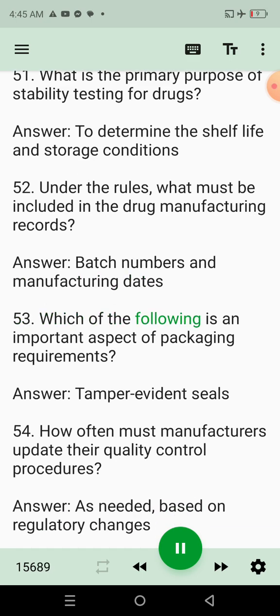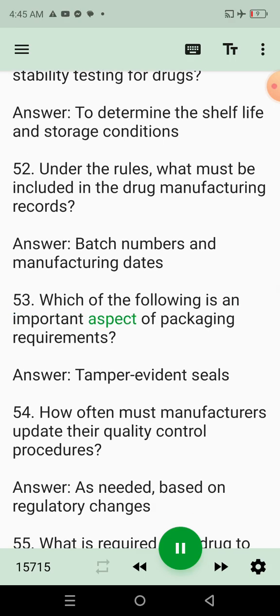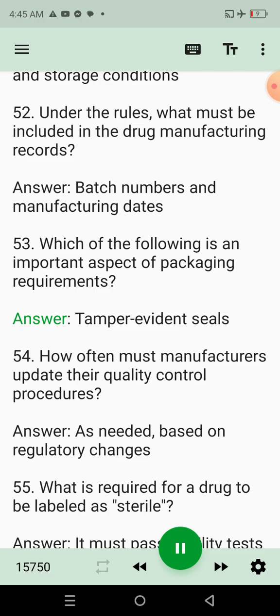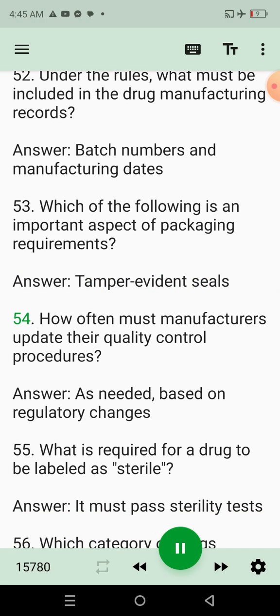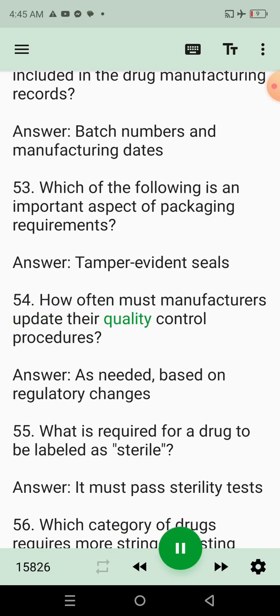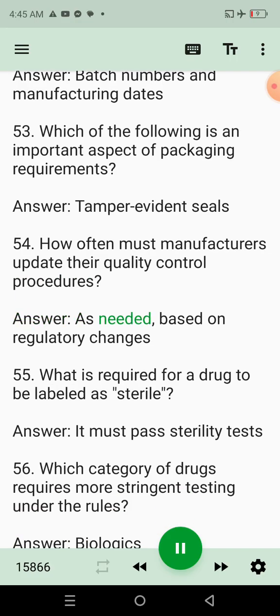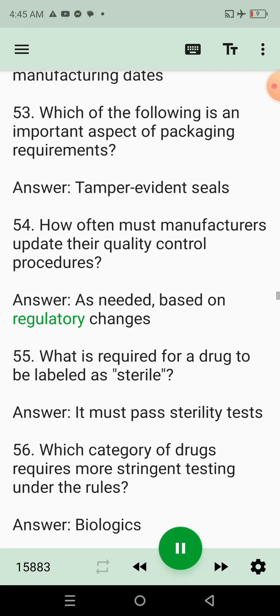53. Which of the following is an important aspect of packaging requirements? Answer: Tamper-evident seals. 54. How often must manufacturers update their quality control procedures? Answer: As needed, based on regulatory changes.